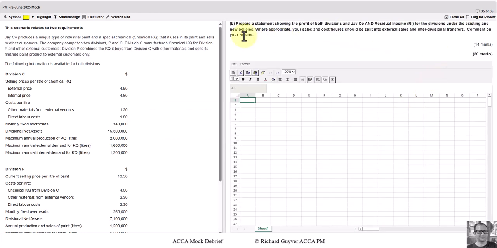And then for 14, prepare a statement showing the profit of both divisions and J, the company as a whole, and the residual income for the divisions under existing and new policies. Lots of ands there, make sure we cover all elements. Where appropriate, your sales and cost figures should be split into external and internal. Comment on the results. It's unusual to have the requirement for a comment within a spreadsheet, but this is a mock. I think probably in the exam this would be sitting in a word processing element.